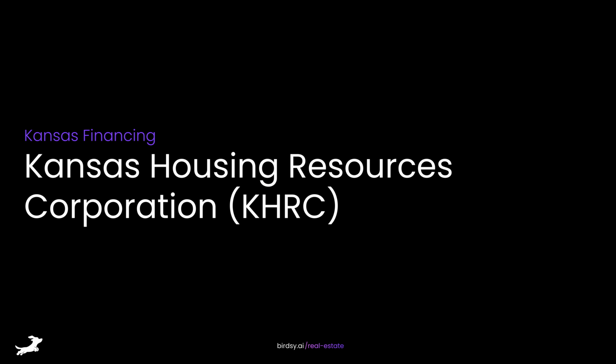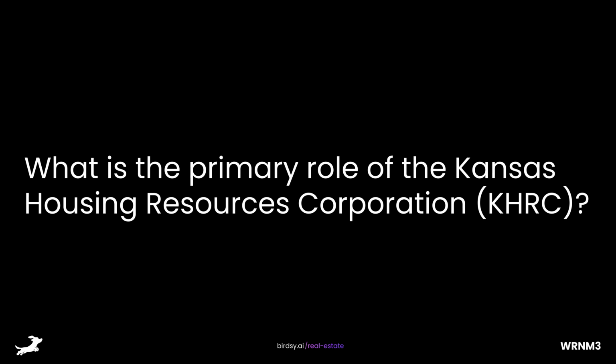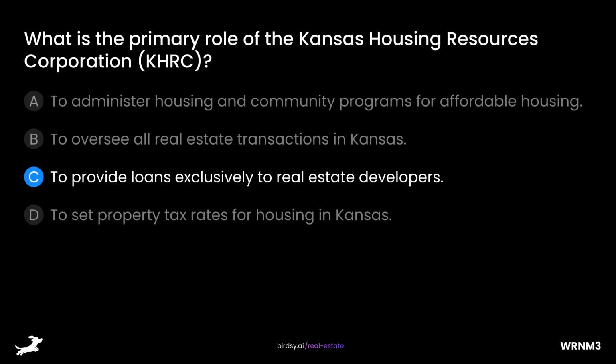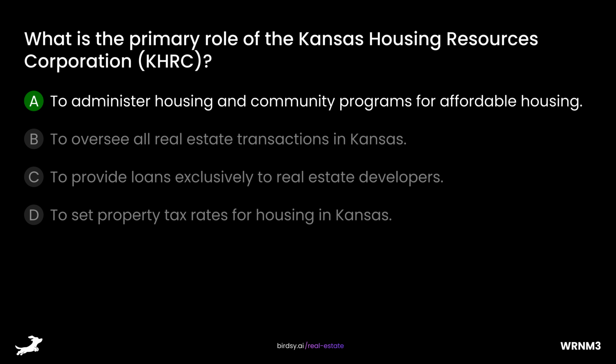Kansas Housing Resources Corporation. What is the primary role of the Kansas Housing Resources Corporation? Is it A, to administer housing and community programs for affordable housing, B, to oversee all real estate transactions in Kansas, C, to provide loans exclusively to real estate developers, or D, to set property tax rates for housing in Kansas? The answer is A, to administer housing and community programs for affordable housing.